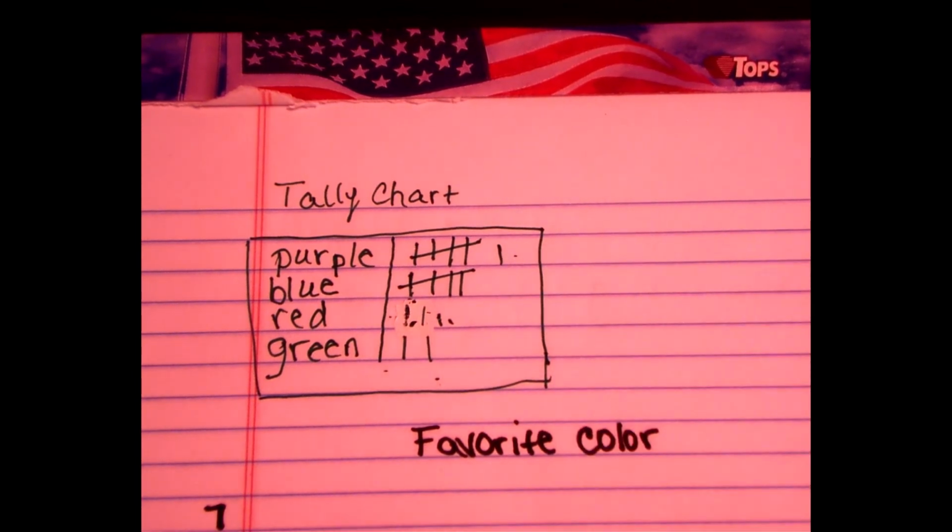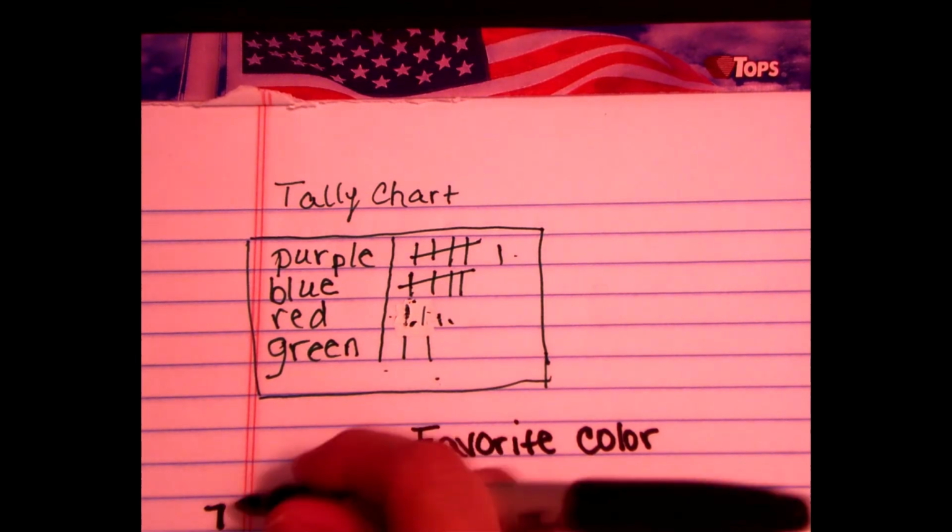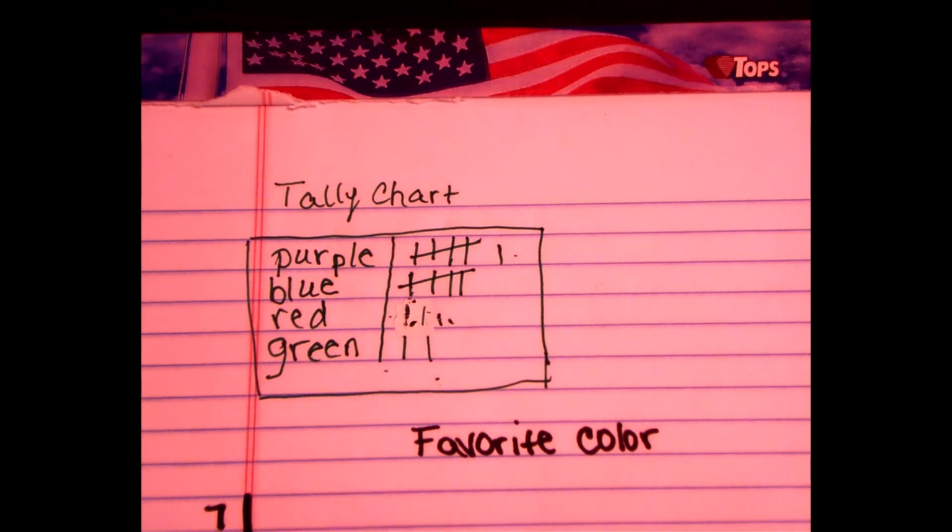So I'm going to start with 7. It's one number higher than my highest. And we're going to go down to 6, 5, 4, 3, 2, 1, 0. Right, just like our rulers, our graphs have to start at 0 to show that maybe no one voted for that particular color. So now I'm going to draw my line.